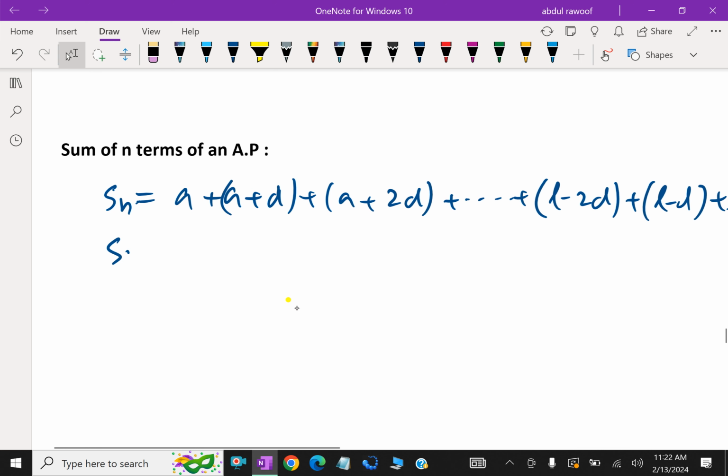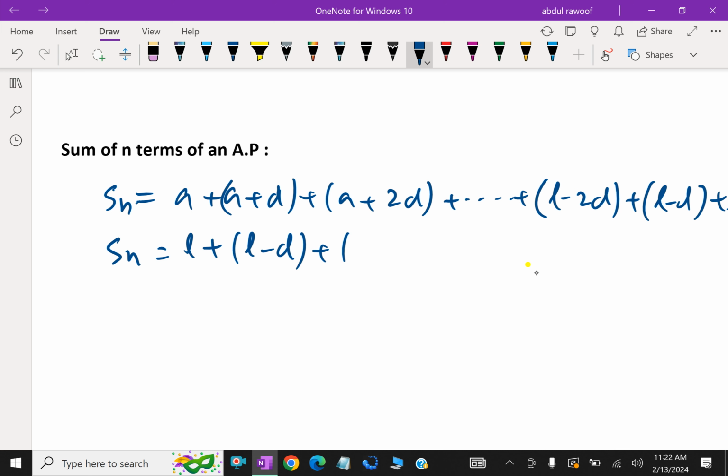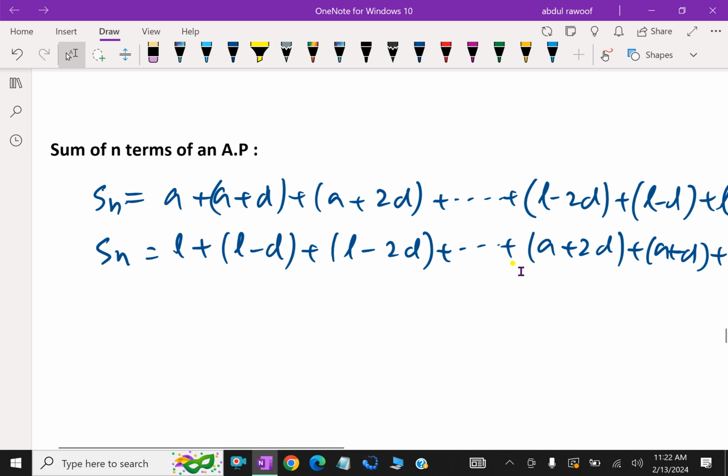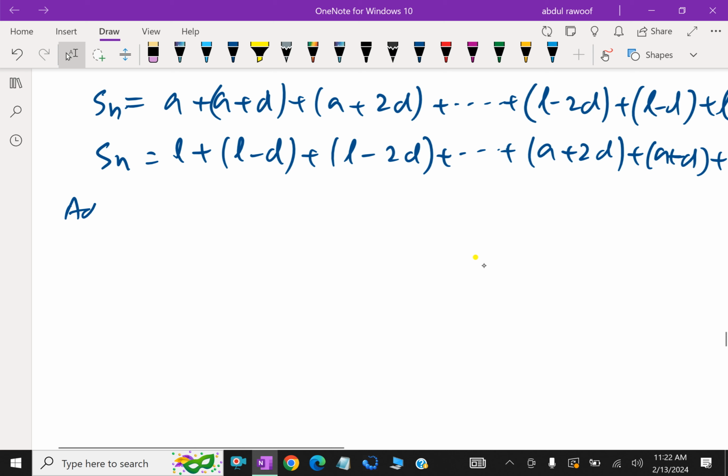Then the same Sn can be written in reverse order, that is, last term l, last but one is l minus d, then l minus 2d, and it continues like this, then a plus 2d, a plus d, then plus a. Now adding both, we get 2Sn.